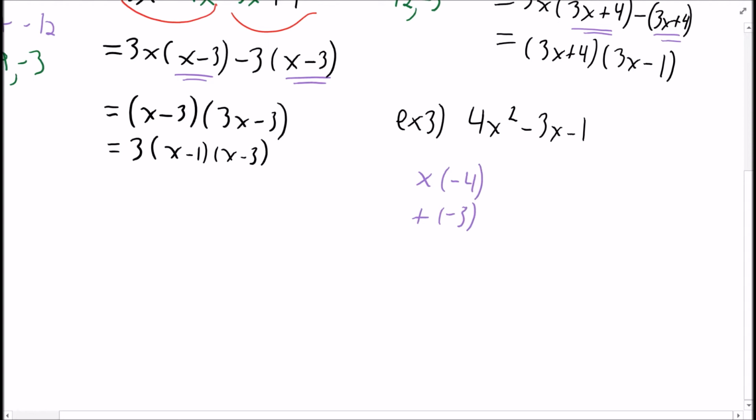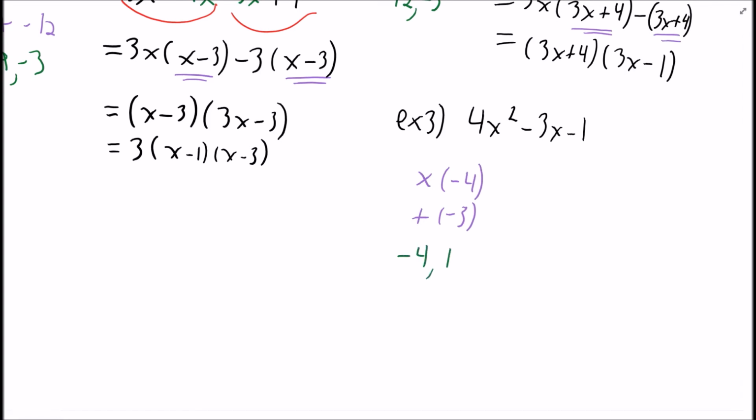So what two numbers would multiply to negative 4? Those same two numbers would add to negative 3. So real quickly, negative 4 times positive 1 is negative 4. Negative 4 plus 1 is negative 3. So negative 4 and 1.